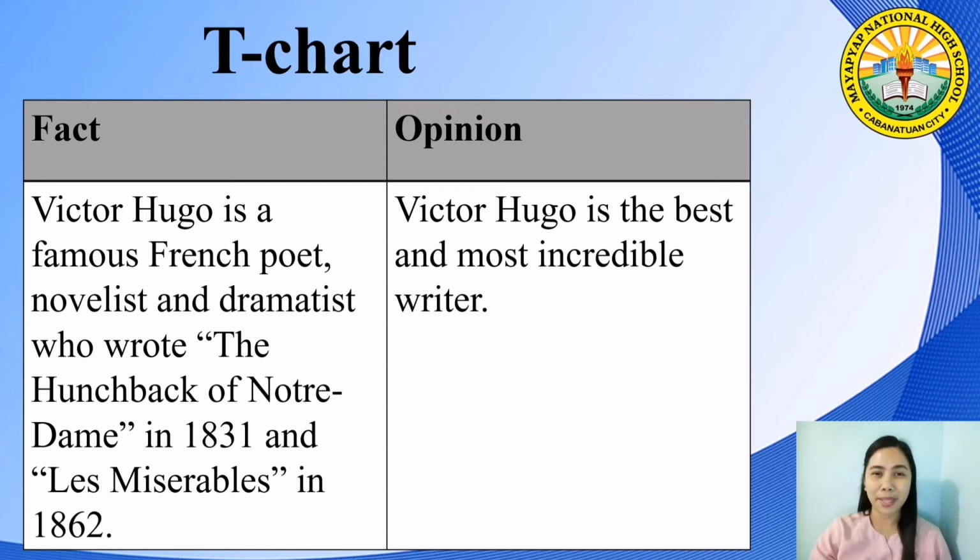Let us examine how a T-chart is used in this example. Let us read together. Fact: Victor Hugo is a famous French poet, novelist, and dramatist who wrote The Hunchback of Notre Dame in 1831 and Les Miserables in 1862.